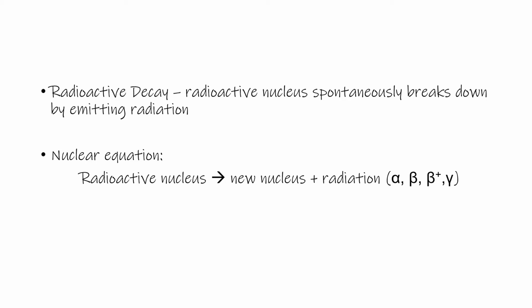The two types that we're going to look at in this video are alpha radiation and beta radiation. You can also have positron emitters and gamma emitters, but we're not going to look at those particular reactions. One thing to keep in mind when you're writing your nuclear equation is that the sum of the mass numbers and the sum of the atomic numbers on one side of the arrow have to be equal to the sum of the mass numbers and the sum of the atomic numbers on the other side of the equation. So it has to be balanced in that respect.